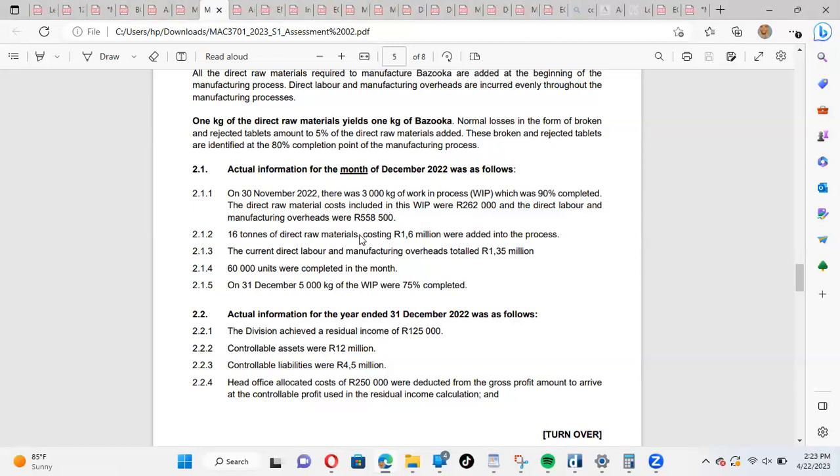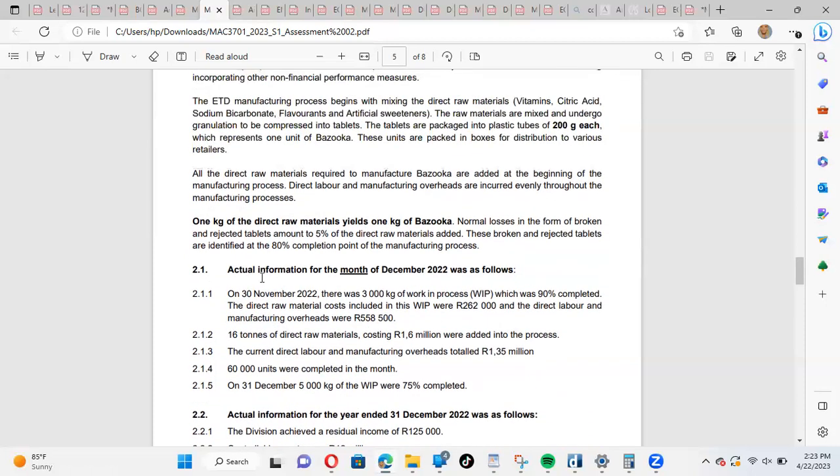All right, so we've added 16 tons, and then current direct labor overhead. We are not interested in monies, so we leave that. 60,000 units were completed in the month. So what was completed now is 60,000. What's that 60,000 in kilograms? Because here we are dealing with kilograms, and there we are dealing with kilograms. So let's convert this 60,000 into kgs. Let's see what that is.